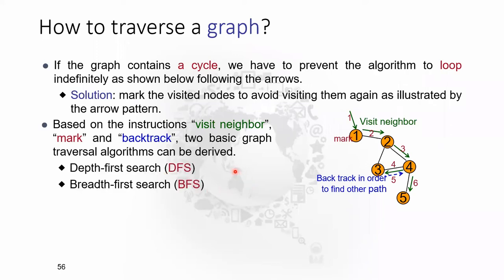There are two methods to do this. One is depth first search and the other is breadth first search. Depth first search has backtracking, but breadth first search does not. But how do depth first search and breadth first search work?